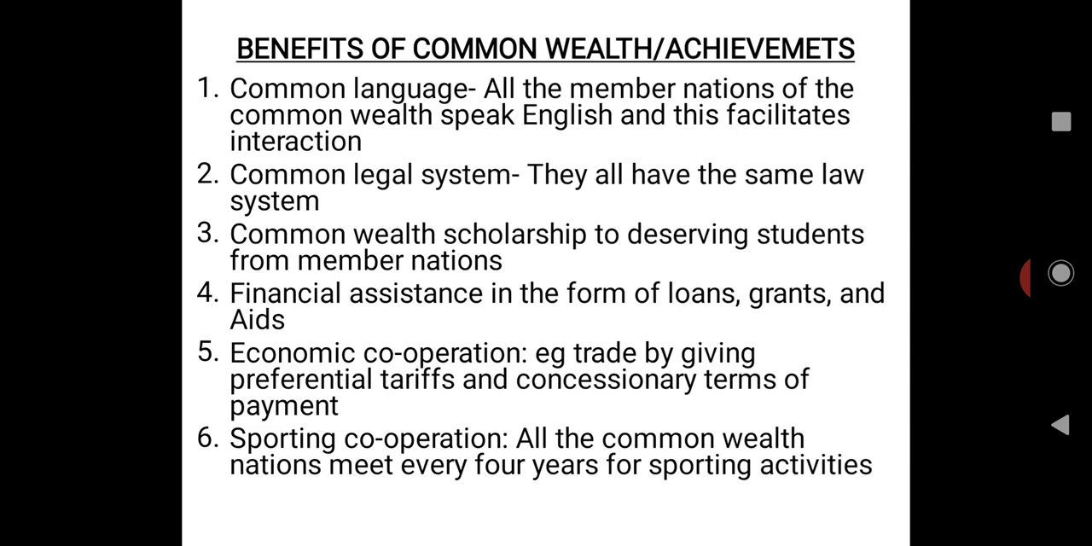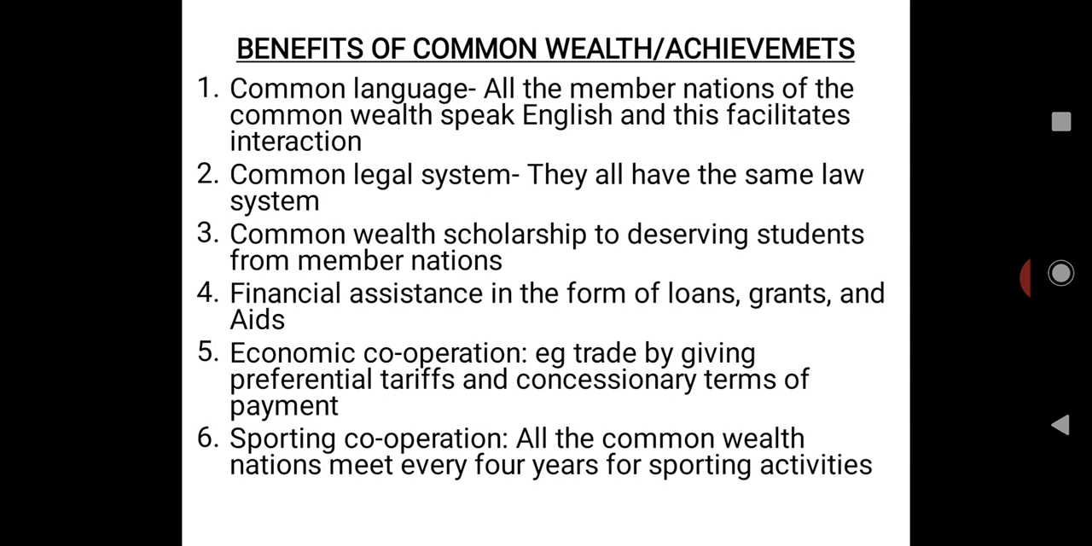Another benefit of the Commonwealth is economic cooperation, that is, trade by giving preferential tariff and concessionary terms of payments. If you're a member of the Commonwealth, they will give you preferential tariff and concessionary terms of payments. It makes trade easy for members of the Commonwealth of Nations.